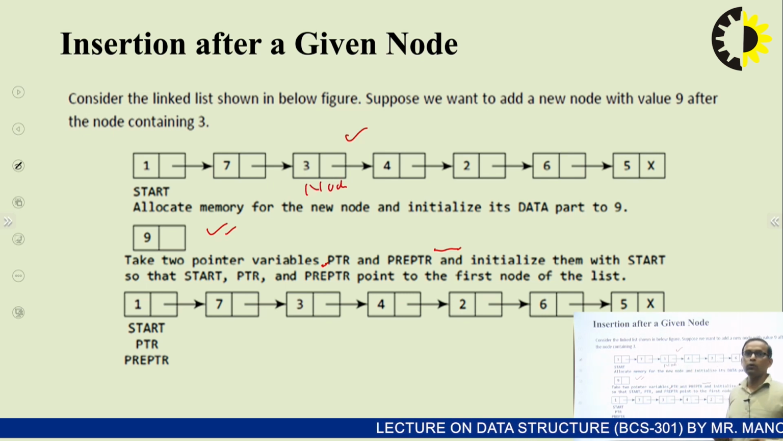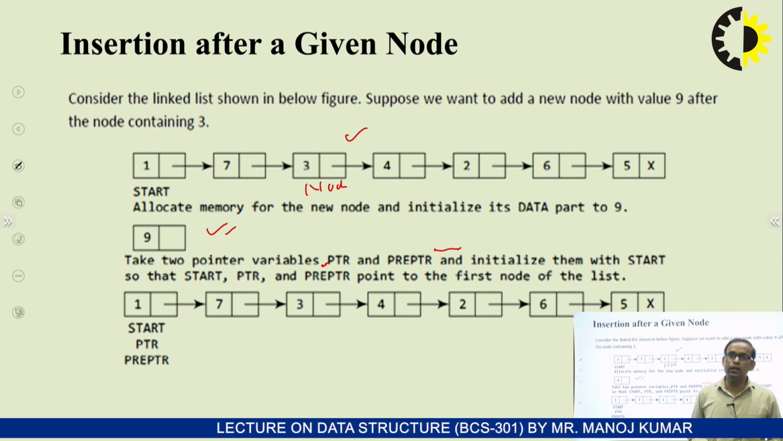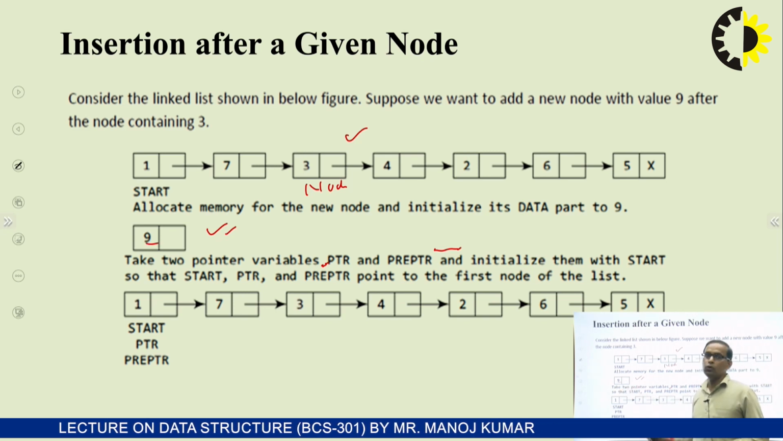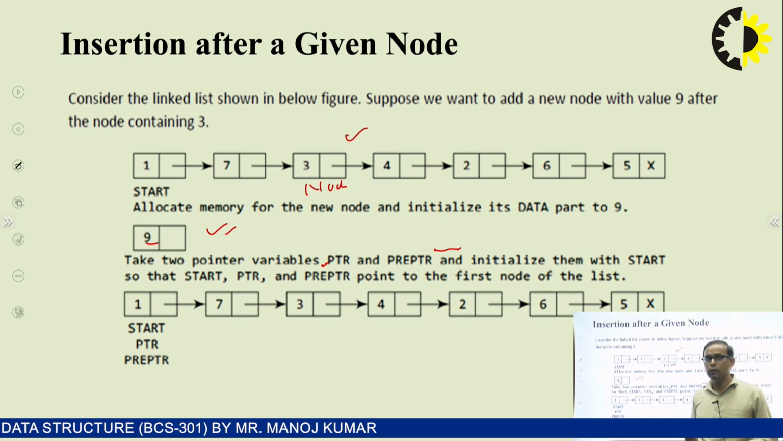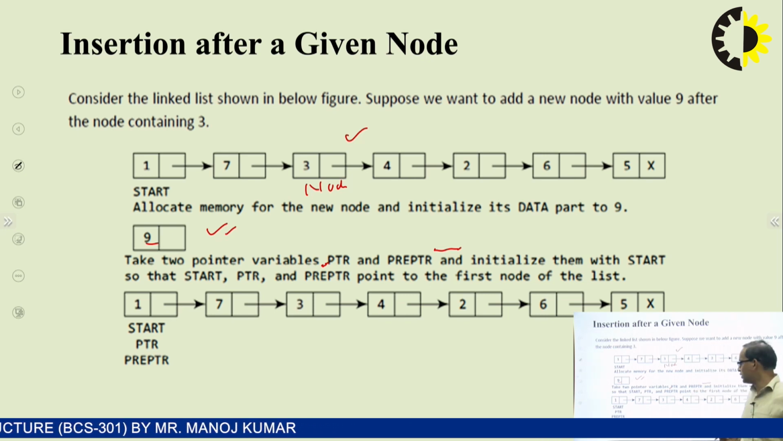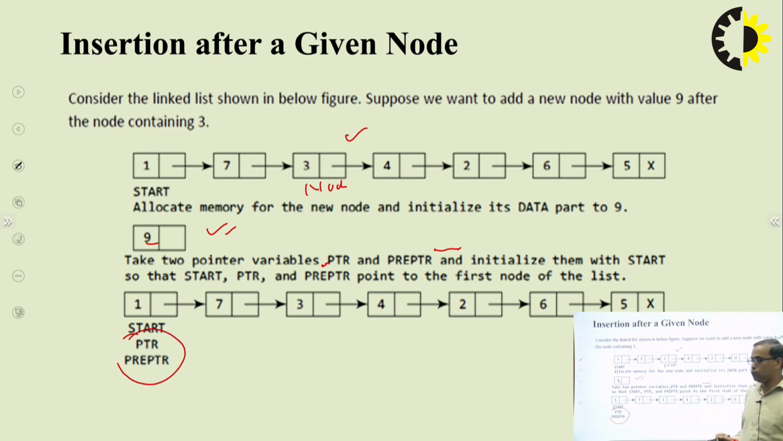So what we will do: at first we will create a new node. After that we will allocate the memory to the newly created node. After that we will assign the data value to the new node, and we will enter the value of the node after which we are going to insert this new node. It means we will add the value of node 3. Again, in order to add after this, we will declare two pointers, ptr and pre-ptr, in order to traverse or to reach here.